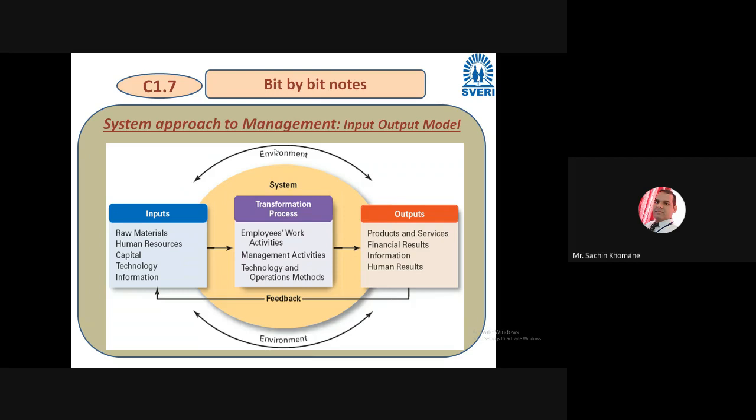And you can do transformation process on it. Means, for example, employee will work on that particular raw material. There will be certain management activities. There will be the use of technology. There will be the operation method, or there will be the operation on raw material. So like that, transformation will happen on input and you will get certain output. And that output may be product or service, or you can say financial result, something, money you will get, certain funding, that revenue, you can say.